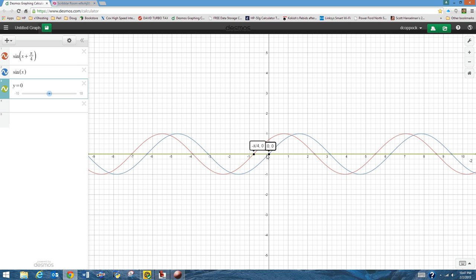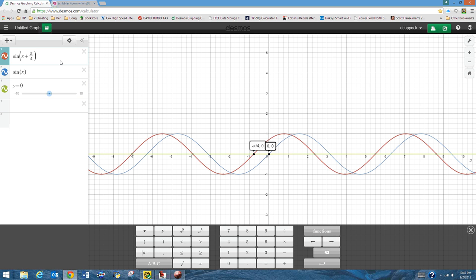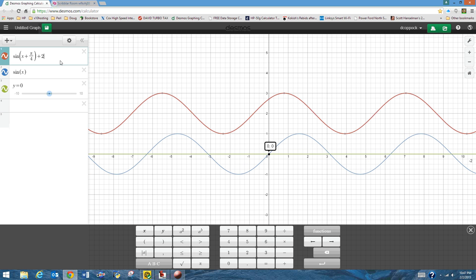So that's kind of what gives you the idea that there was a phase shift to the left, by visualizing the origin on its midline. Where did it appear on this graph? If I put that plus 2 in here at the beginning, you see how this whole thing got shifted up, and now the midline is the line y equals 2 instead of the line y equals 0.